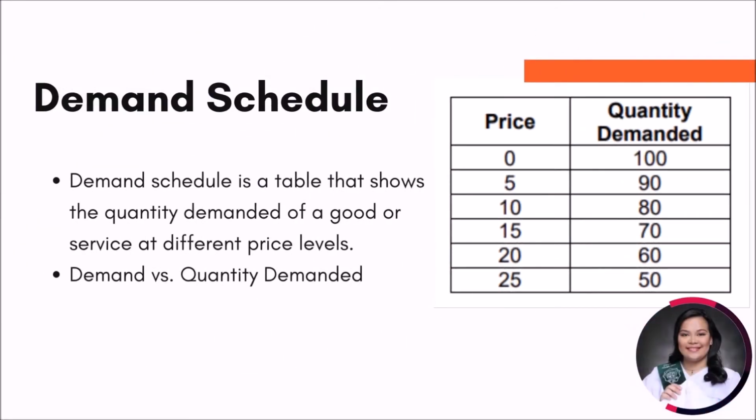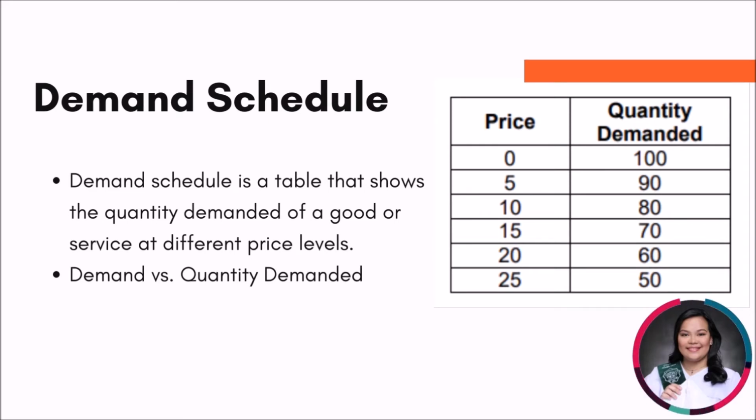A demand schedule is a table that shows the quantity demanded of a good or service at different price levels. A demand schedule most commonly consists of two columns. The first column lists a price for a product in ascending or descending order. The second column lists the quantity of the product desired or demanded at that price. The price is determined based on research of the market. The table shows that as the price increases, the quantity demanded decreases. This is called the law of demand.